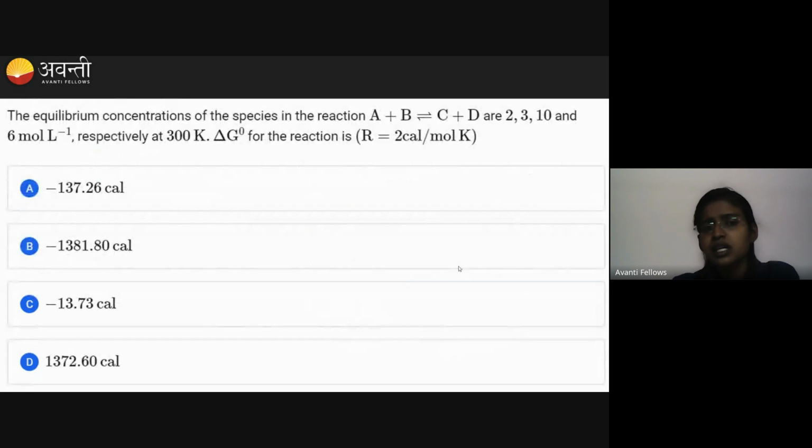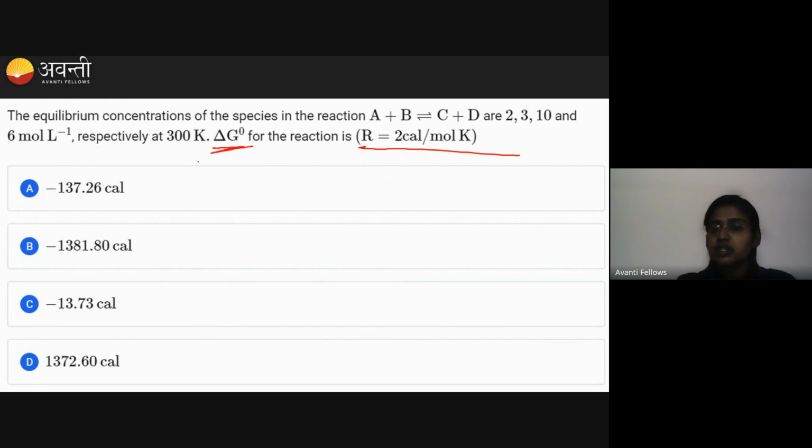The equilibrium concentrations of the species in the reaction A plus B giving C plus D are 2, 3, 10 and 6 mole per liter respectively at 300 Kelvin. Now what is delta G naught for the reaction? And the R value is also given. We have to find out delta G naught. How will you find out?